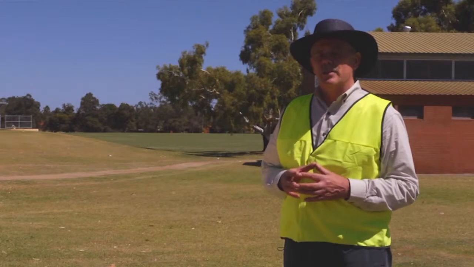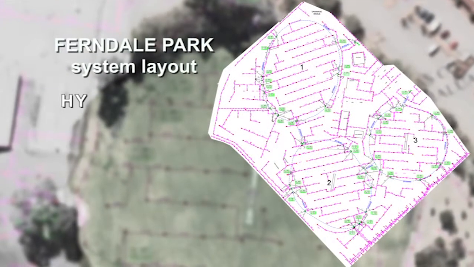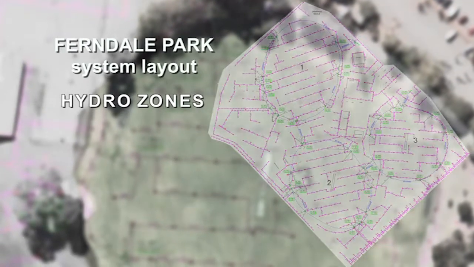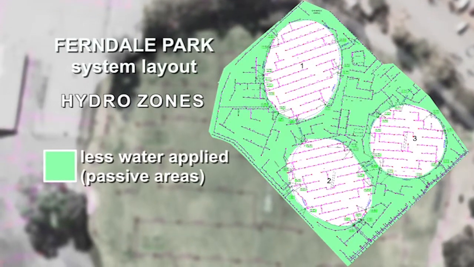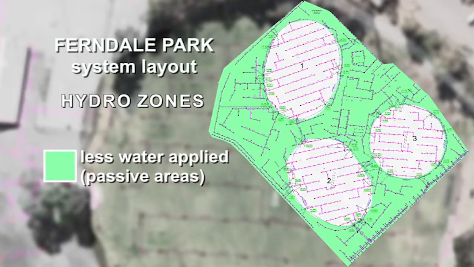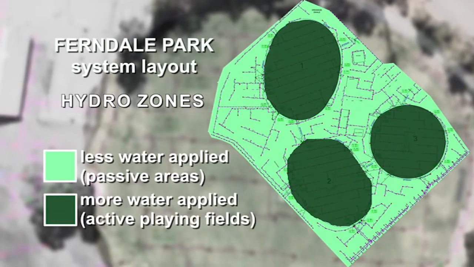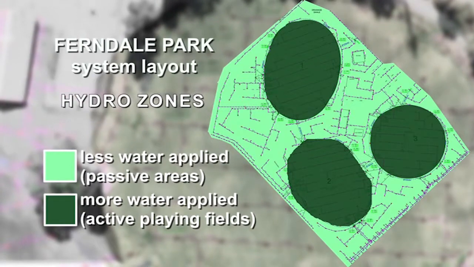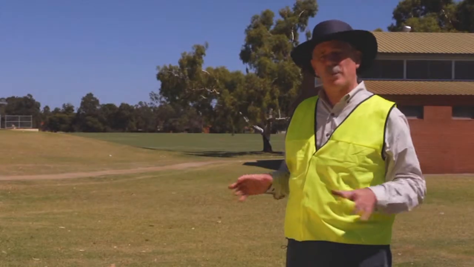Ferndale Park is approximately 12 hectares in size, and it has 3 main sporting arenas within the park area. The system has been installed in what we call hydro zones, so that the main playing areas have a different amount of water applied to them than what the passive areas get. Where I'm standing now is referred to as a passive area.